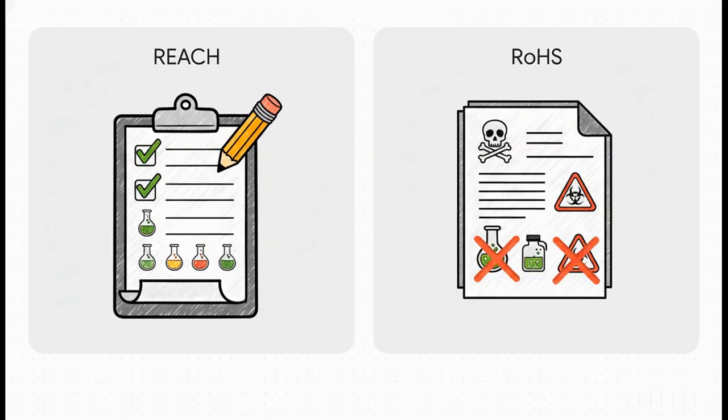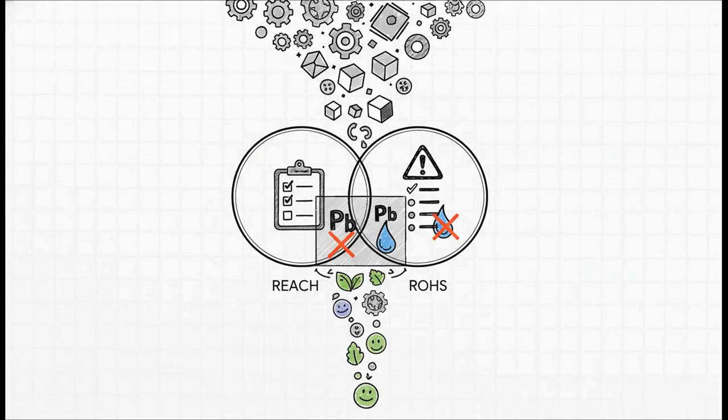REACH, on the other hand, is more like a whitelist. You have to register and justify every single chemical you use or import. It's a huge deal. And these two regulations really work together. Many of the worst offenders, the most hazardous substances, are restricted by both of them. We're talking about things like lead, which we all know is a potent neurotoxin, and cadmium. This tag team approach creates a really powerful system that forces designers to think about safety and the environment from the very first sketch. It's a non-negotiable filter on every single material choice.